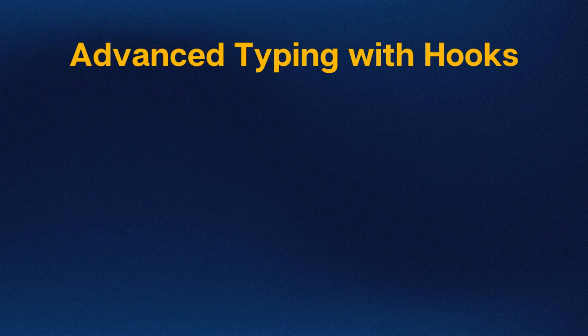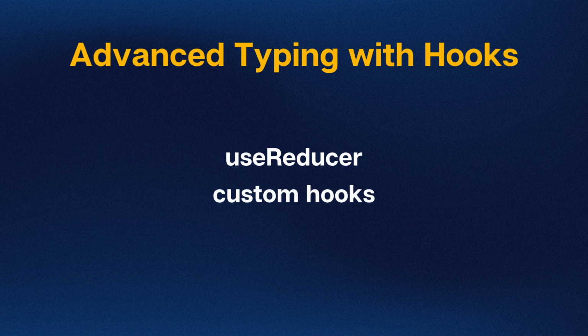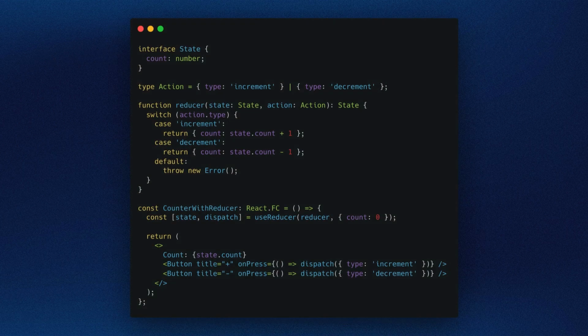When using more complex hooks like useReducer or custom hooks, TypeScript's type annotations become invaluable. They provide clarity to the hook's logic and state management. This example demonstrates a counter with reducer component using useReducer. Both the state and dispatch action are typed to ensure all actions dispatched, and state changes are predictably managed by TypeScript.